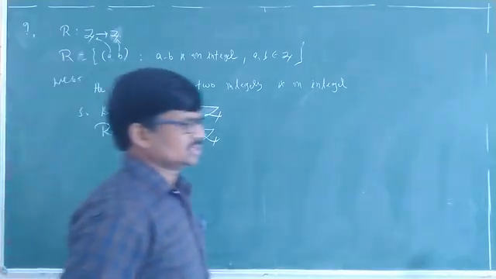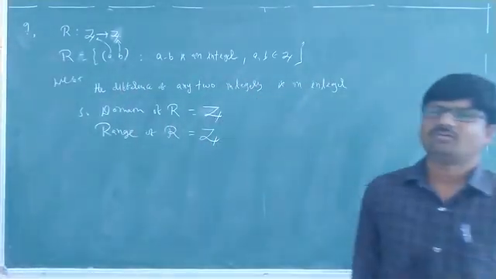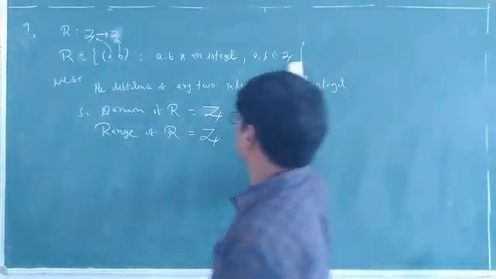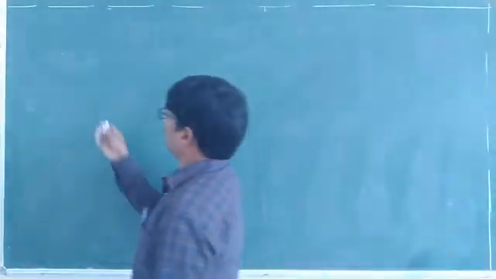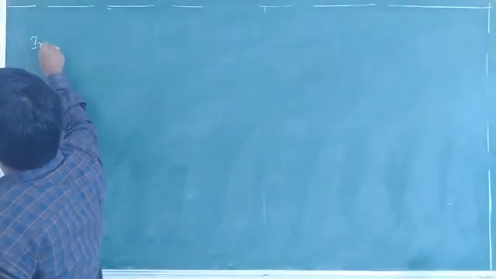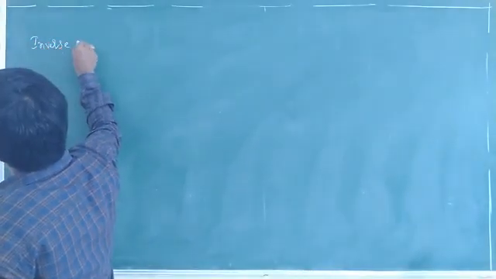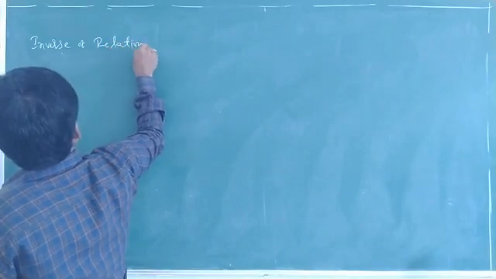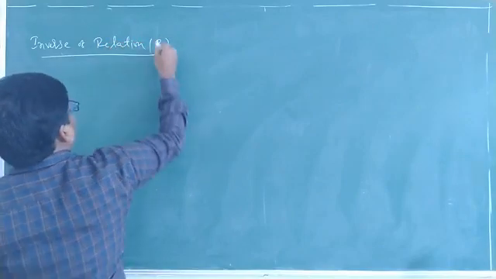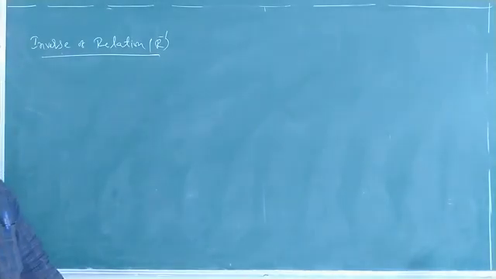This was question number 9, the last question from exercise 2.2. Next, one more definition is there: inverse of a relation. What is the inverse of a relation? We have to denote the inverse of relation R by R inverse.